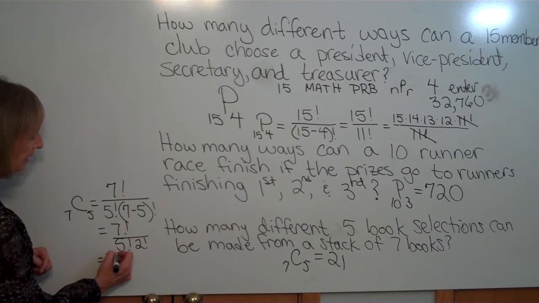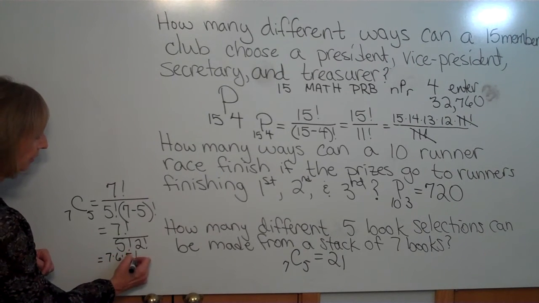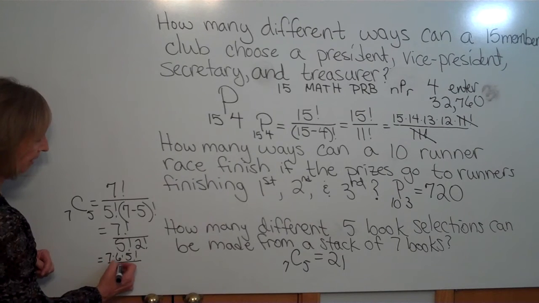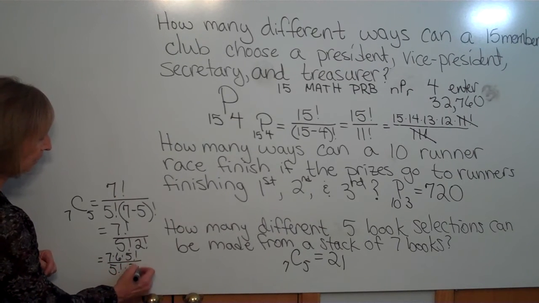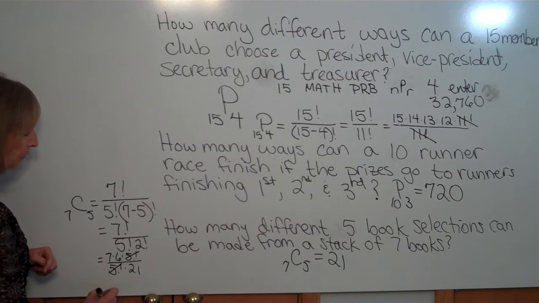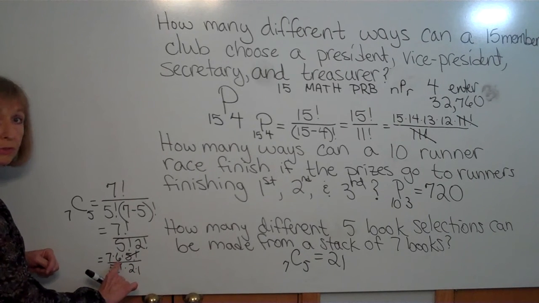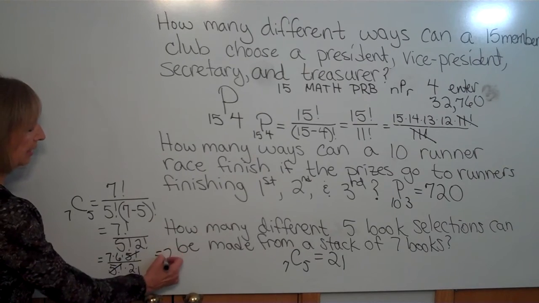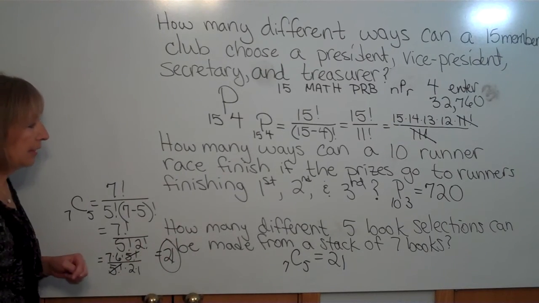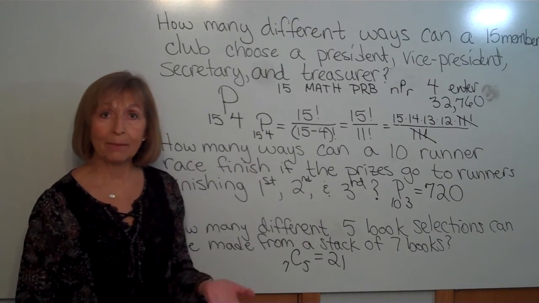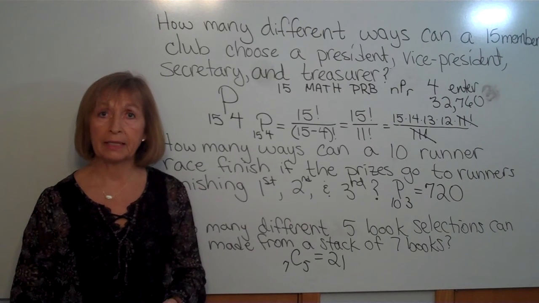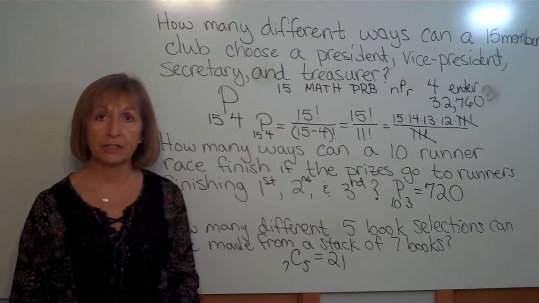So that'll be 7 times 6 times 5 factorial over 5 factorial times 2 times 1. The 5 factorials remove. 2 times 1 is 2. So this gives me 42 divided by 2, which again is 21. So that gives you a couple examples of how to tell between combinations and permutations.